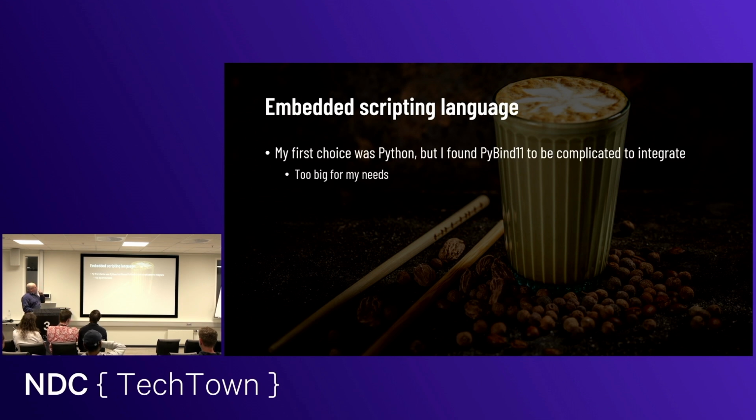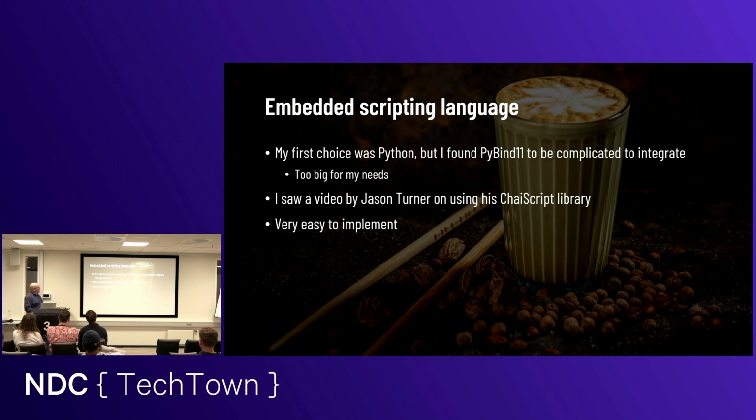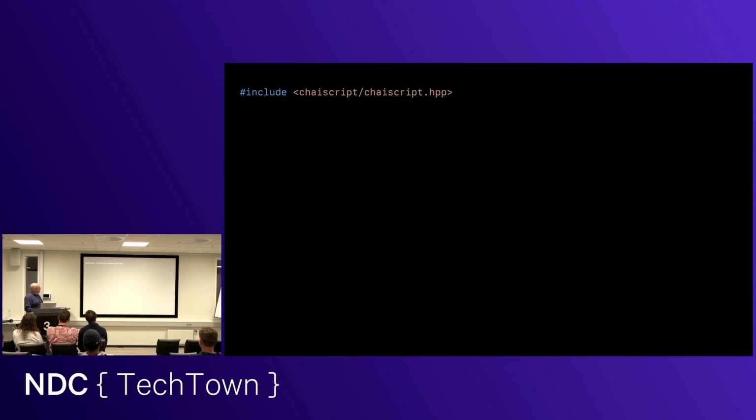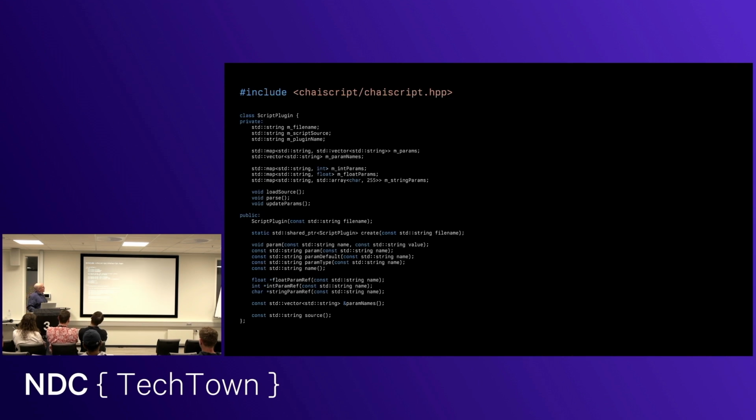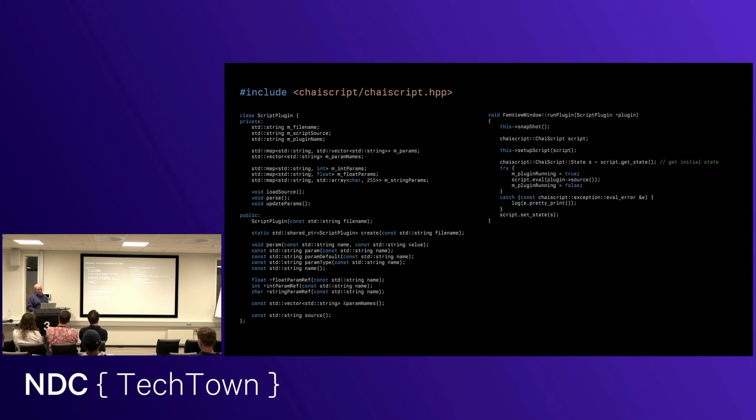So I tried Python first, but I found it was too complicated to integrate and too big for my needs. And then I saw a video from Jason about his ShyScript library, and it was really very easy to implement. A couple of lines of code. I created a script plugin module here that reads the scripts from a file, and that is my basic plugin here. And you can also add parameters to this. And then you load a plugin and run it here with the ShyScript interpreter. And you evaluate it here.